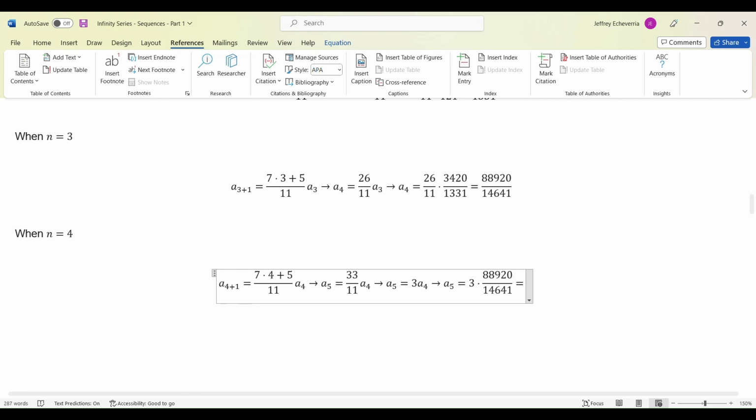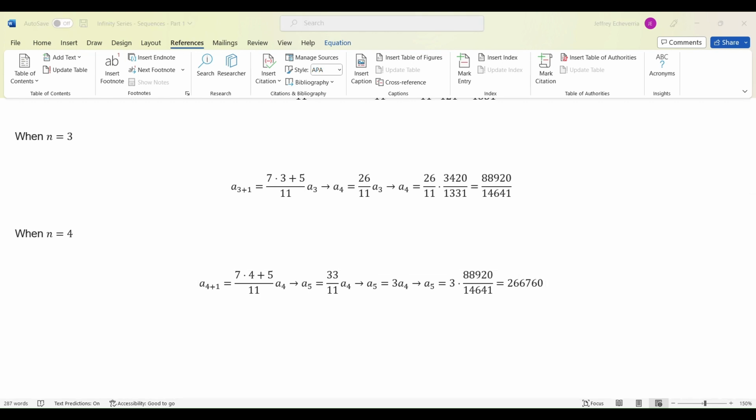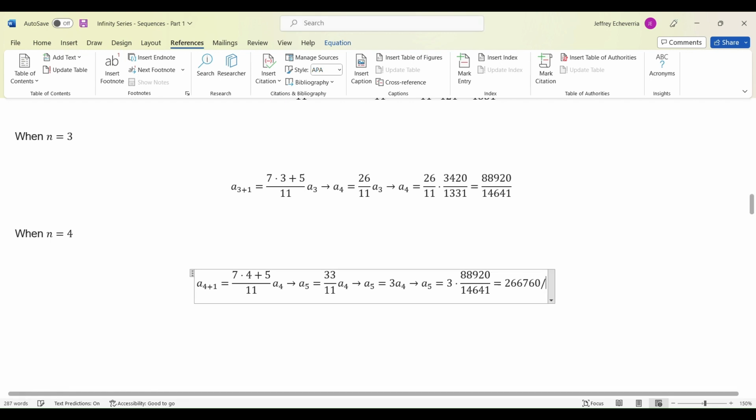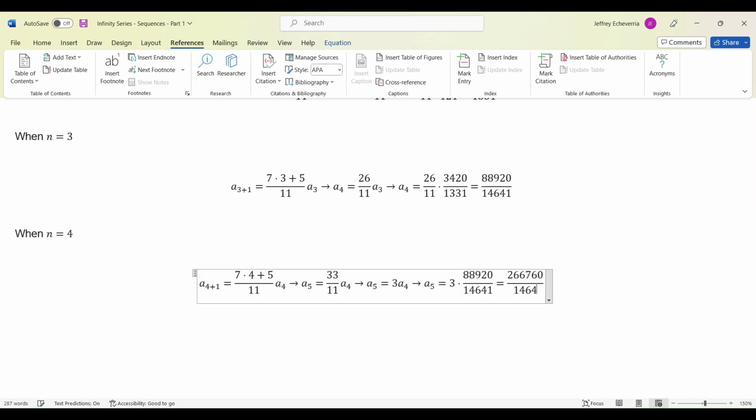Let me get a calculator to finally do the simplification. So I get 88,920 times 3, which gives me 266,760 all over 14,641. Whoops, let's see why my mouse is doing that.